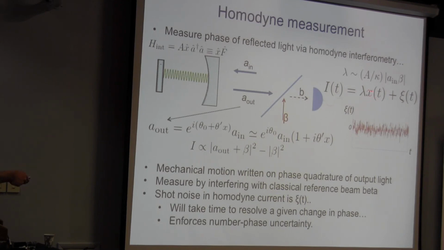That's this first term here. Why is it going to be hard to resolve that? Well, certainly one reason is, even if there was no coupling to the mechanics whatsoever, there's going to be shot noise in this photocurrent. And that's what this second term here represents. So even with no mechanics, there's lots of noise in this photocurrent. If I have this small change in the average value I want to resolve, it's going to take some time to resolve that above the noise. So in this kind of setup, what really enforces that number-phase uncertainty relation? It's that shot noise in that photocurrent.